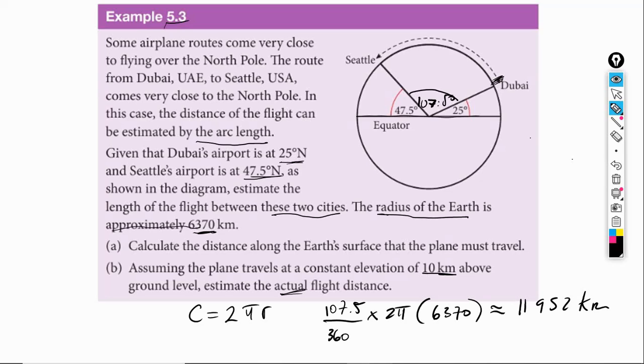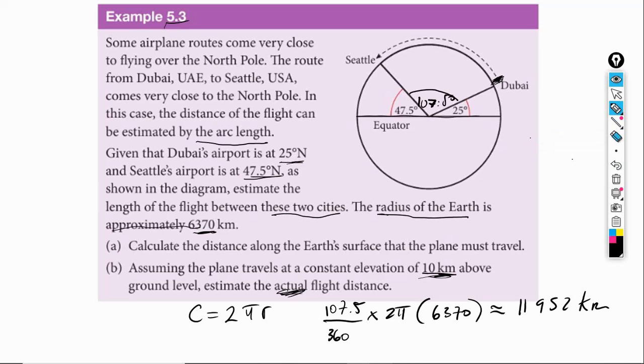Because in B, they changed the circumstances a little bit. Because they say that assuming the plane travels at a constant elevation of 10 kilometers above ground level, estimate the actual flight distance. So that means that we have to add another 10 kilometers here. And by doing that, what we really have to do is add 10 kilometers to the radius.